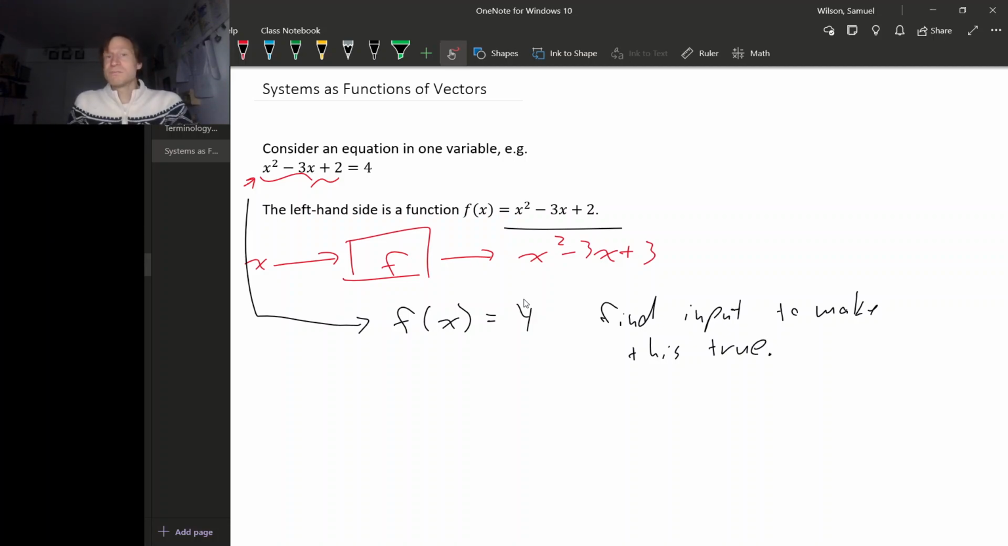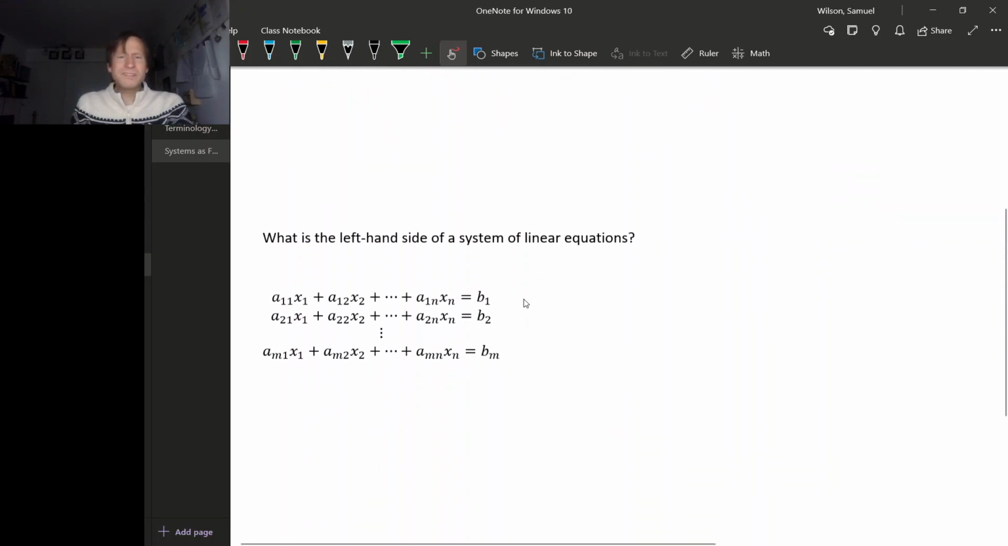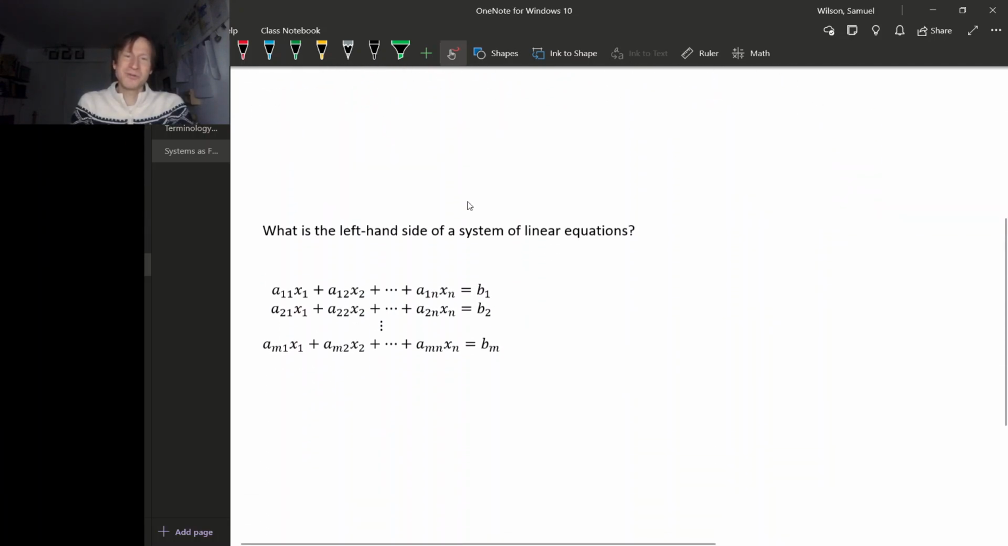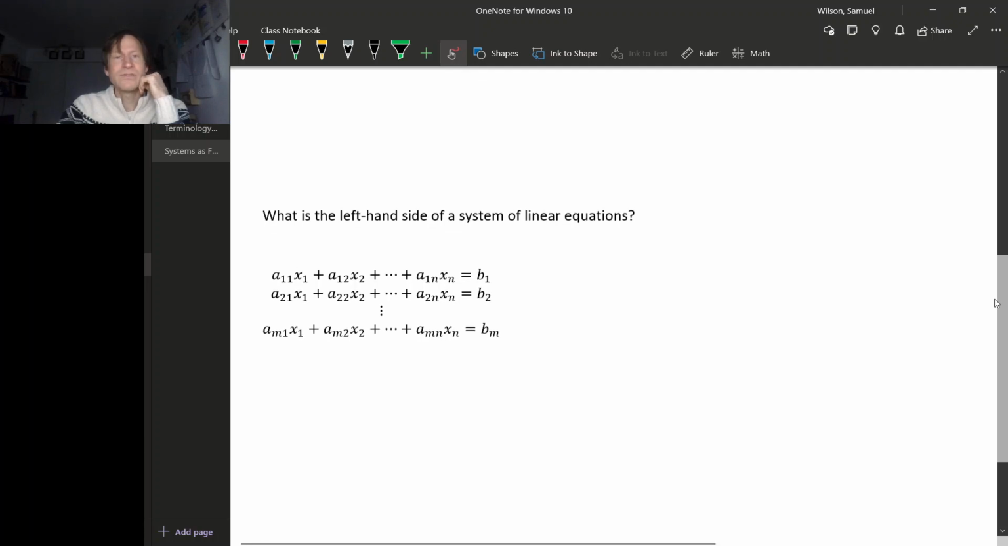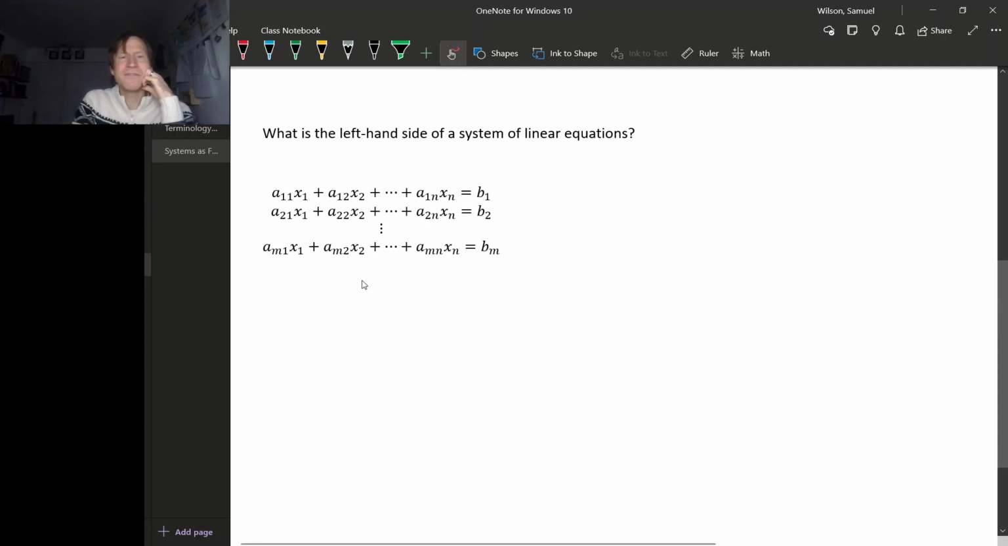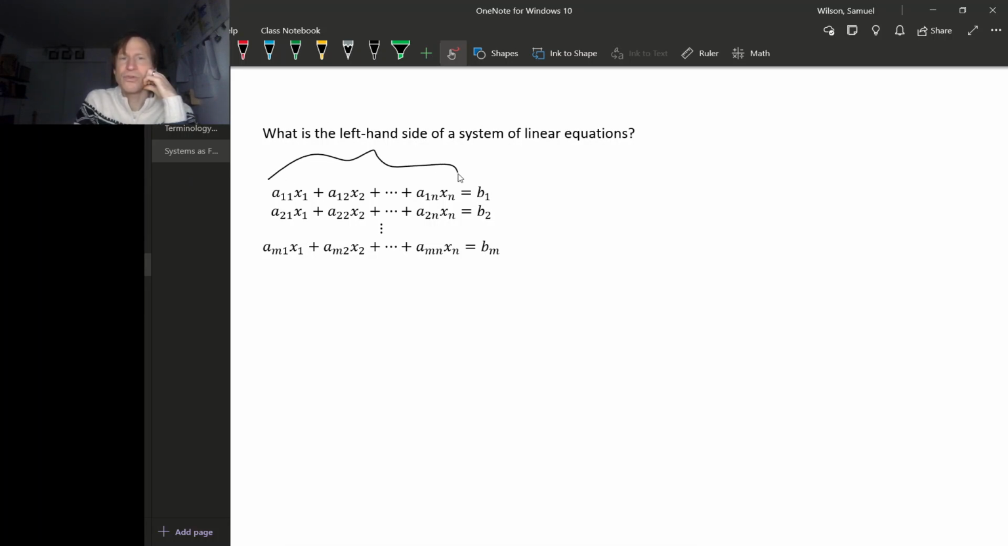So what is the corresponding idea for a system of linear equations? Well, a system of linear equations isn't just one equation, of course. It's many equations, and it's not just one variable. In general, it's many variables as well. So if we wanted to treat the left-hand side of this system of equations as a function, what sort of function would it be? Well, remember the variable counts as the input for a function.